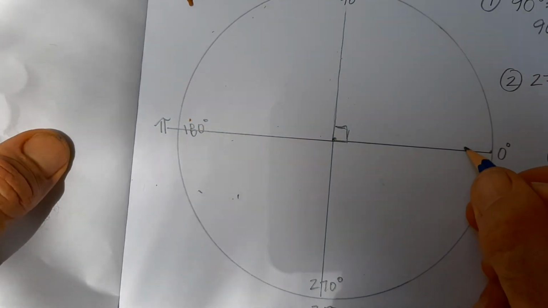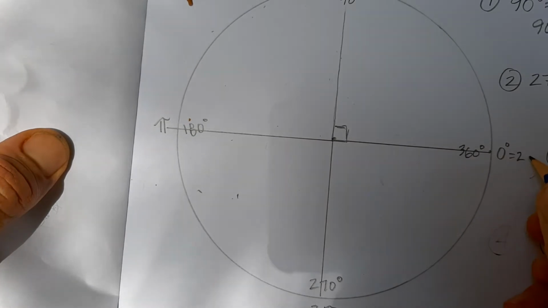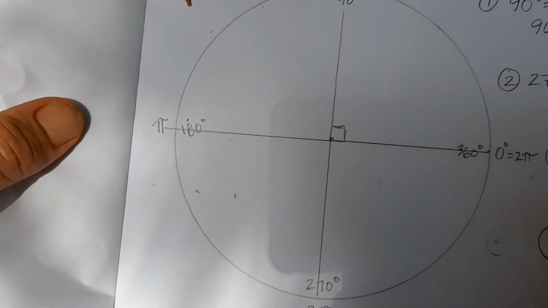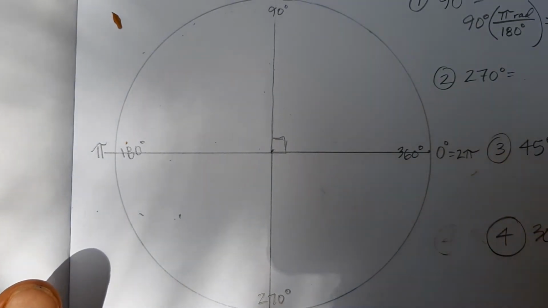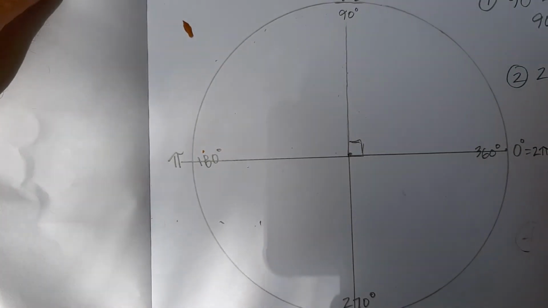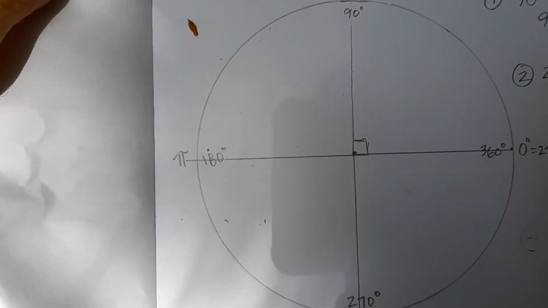Okay. Go on around here. This is 360 degrees, and that's 2 pi. So if I don't go anywhere, or if I go a full turn, I'm at 360 or 2 pi. 270, so how do we get that? Once again, I've got 270 degrees times pi radians divided by 180.